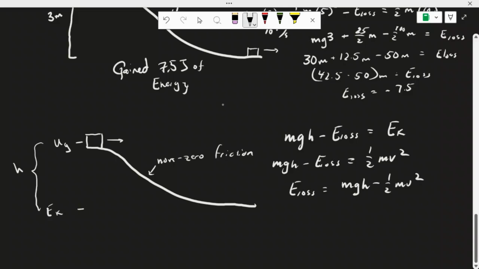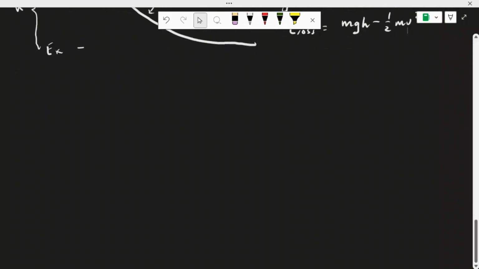And this makes a lot of sense because if you don't have any energy loss, these two things are equal, and therefore they cancel each other out. So that would show that you have no energy loss. So there you go. That makes a lot of sense. Ultimately, when solving energy problems, just how to solve.